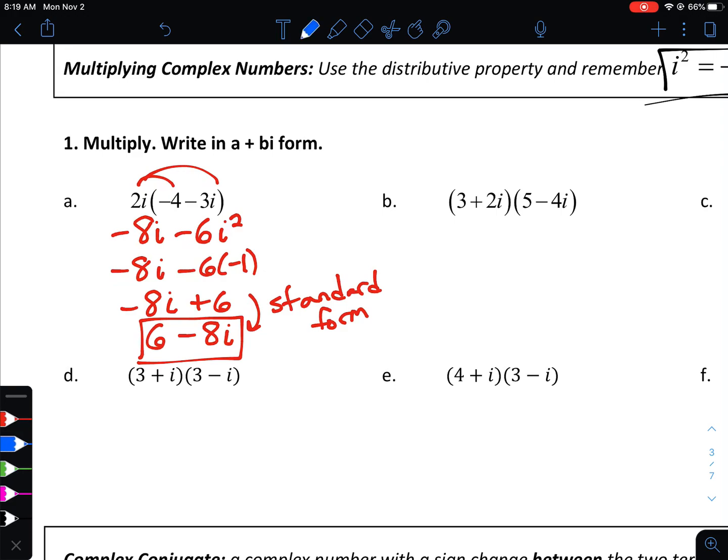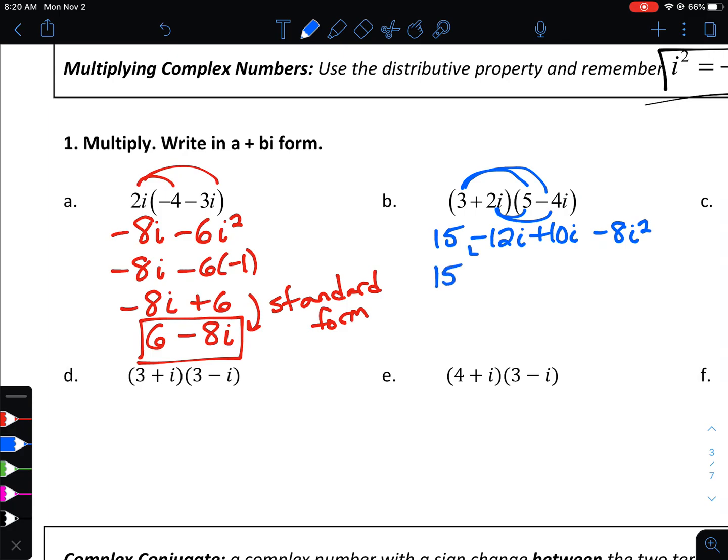All right. For this next example, we've got a little bit more distributing to do, but the same ideas are still going to hold. So we'll start by distributing the 3. So 3 multiplied by 5 is 15. And then 3 multiplied by -4i is -12i. Then we'll go ahead and distribute the 2i. So 2i multiplied by 5 is 10i. And 2i multiplied by -4i is -8i squared.